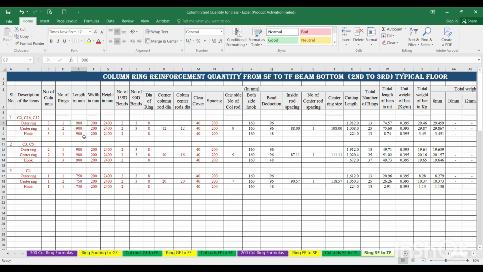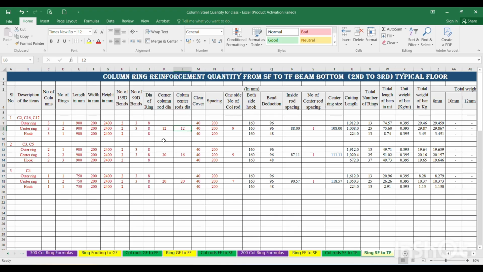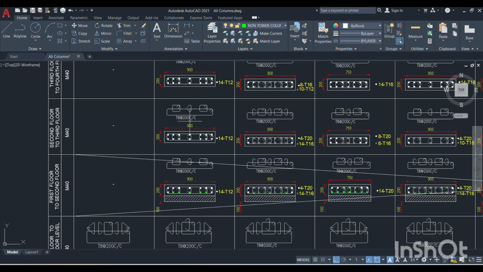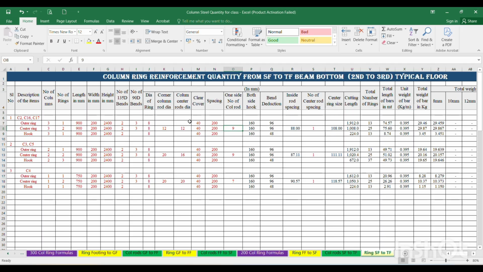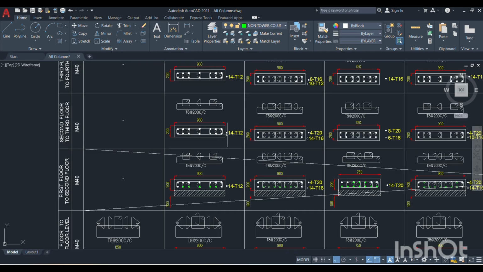Next, column size is 900 by 200. Height is 2400 as per our architectural drawing, and the number of bends will be the same as the previous one. Dia of the rod is 8, and here the corner column rod dia, how much? 12 mm. All are 12 mm. Corner column rod dia and center column rod dia both are the same, and cover is the same, and spacing is as per this drawing. This spacing has to be checked, the spacing has to be the same, and one side number of column rods the same. I think I explained this in the previous class, previous video also.